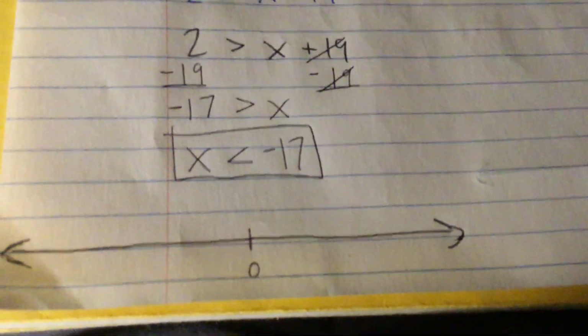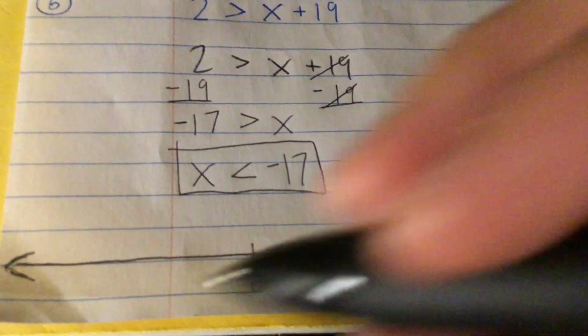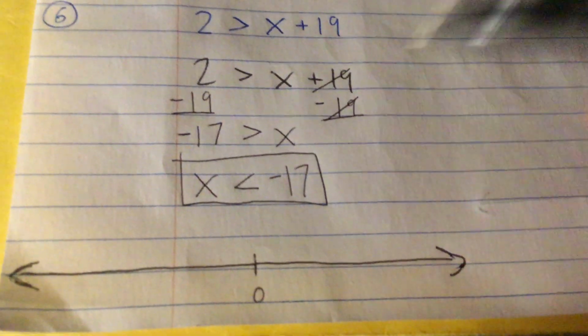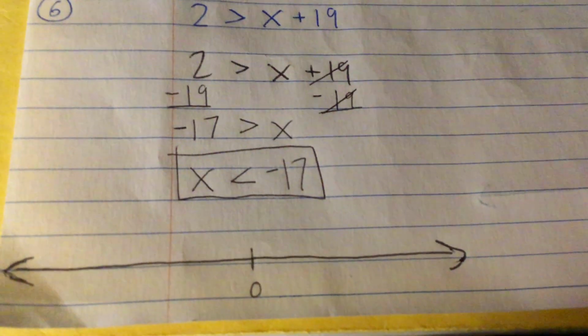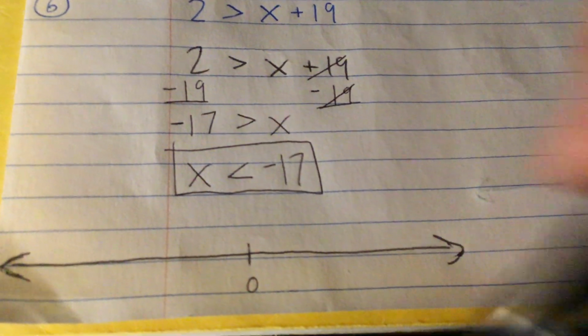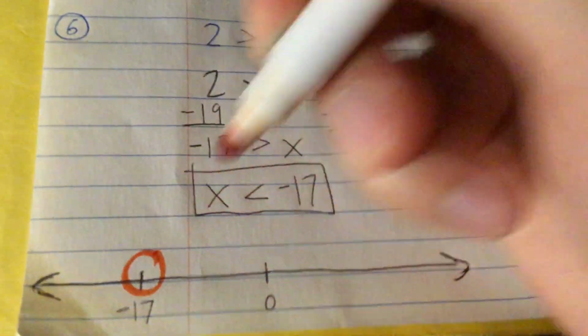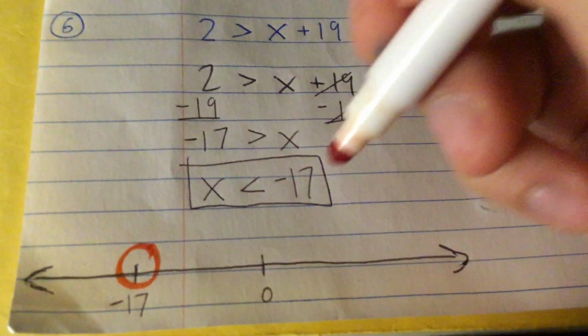So now I have some graphing to do. So I've got my number line, 0 in the middle. Where is -17 compared to 0? It's on the left. So I'm going to put it right here. It doesn't really matter. I just need to see that it's to the left of 0. And now I'm going to circle that endpoint because it's important.